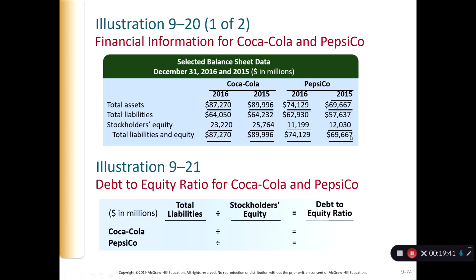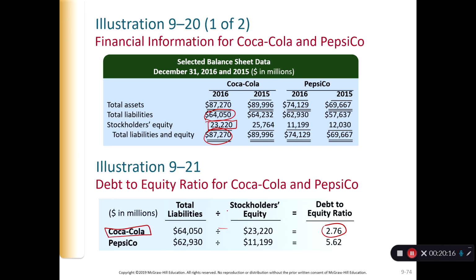Okay, let's look at the Coca-Cola and Pepsi company as an example. So let's calculate the debt to equity ratio. First of all, the liability is $64,000, the year 2016 stat of Coca-Cola, and the equity is 23,220. Hence, the ratio is 2.76. That means Coca-Cola to $1 of equity is matched up with $2 of borrowing, right?